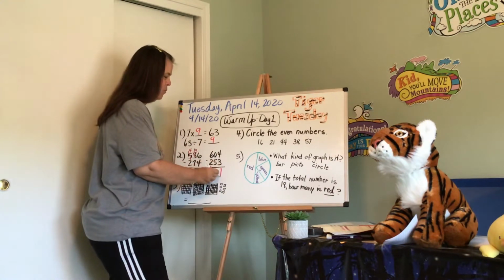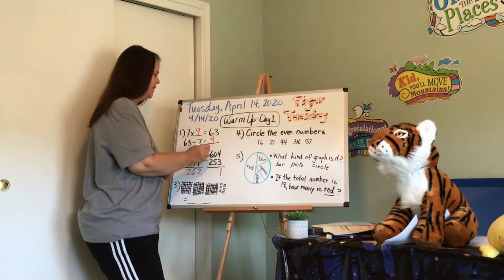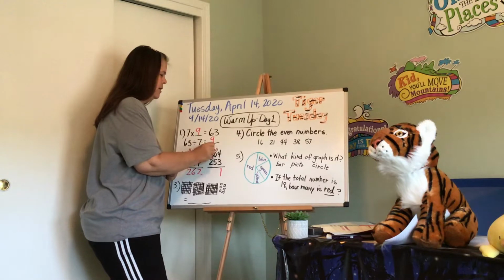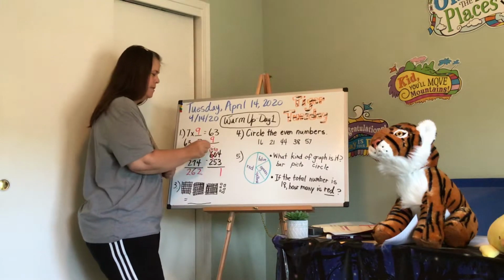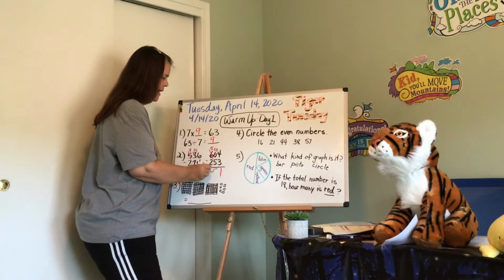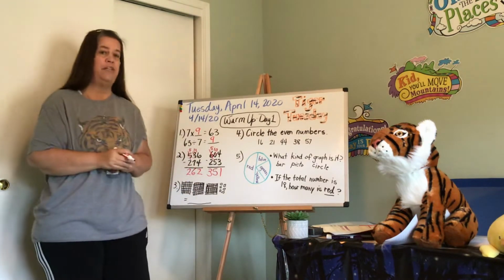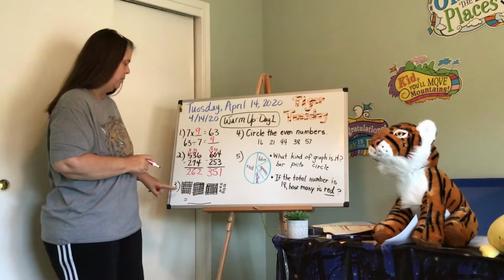Next one, can I take 3 away from 4? I sure can. It's a 1. Can I take 5 away from 0? I cannot, okay? So I have to come over here. Regroup is a 5, and I'll move a 10 over. Makes that a 10. 10 minus 5 is 5. 5 minus 2 is 3. Final answer, 351.